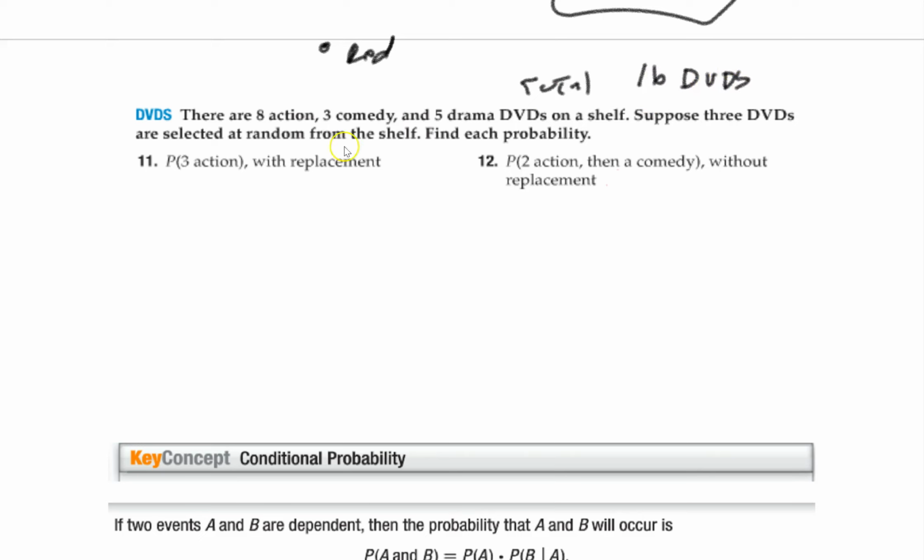Suppose 3 DVDs are selected at random from the shelf, find each probability. So what's the probability you get 3 action? So we're going to take 3 action movies with replacement. With replacement means you put it back.